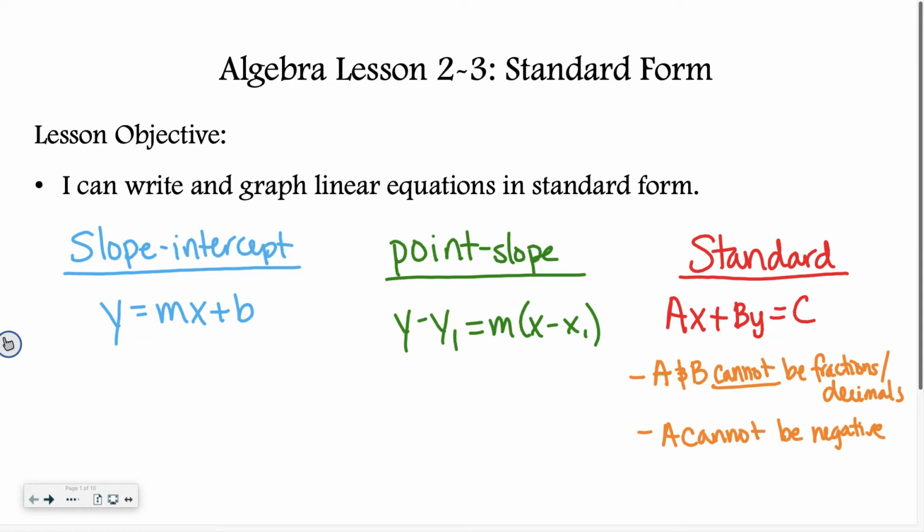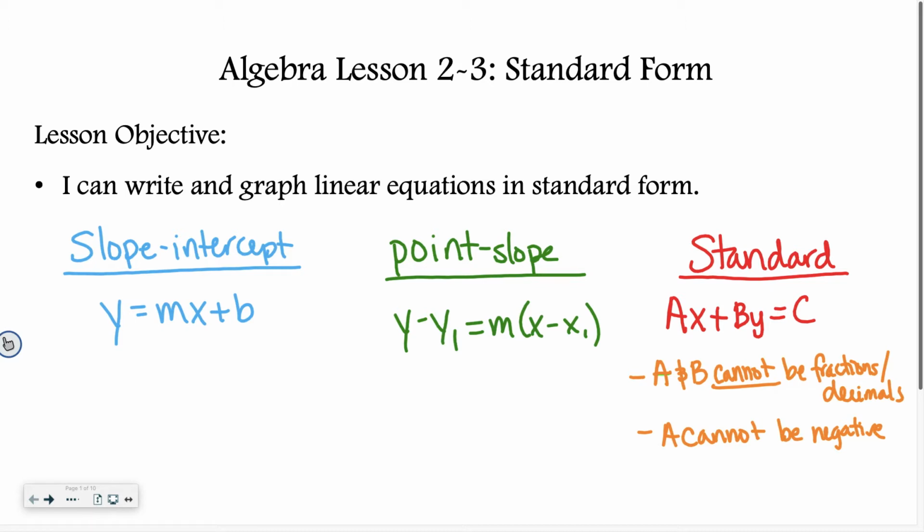And today we are going to learn about something called standard form. Standard form looks a little different because you'll notice that x and y are on the same side of the equal sign this time. So we have ax plus by equals c, and we know that a and b cannot be fractions or decimals, okay? That's very, very important. A and B cannot be fractions or decimals.